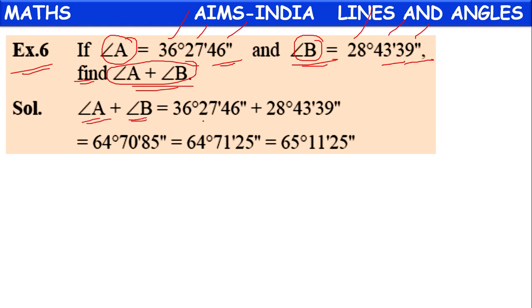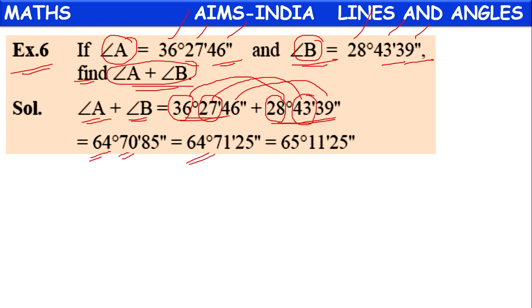So here, angle A plus angle B. Angle A value we have to write, angle B value we have to write. While adding, we have to add degrees with degrees, minutes with minutes, seconds with seconds. So 36 plus 28, 64 degrees. 27 minutes plus 43 minutes, 70 minutes. 46 seconds plus 39 seconds equals 85 seconds. So like this we have got.